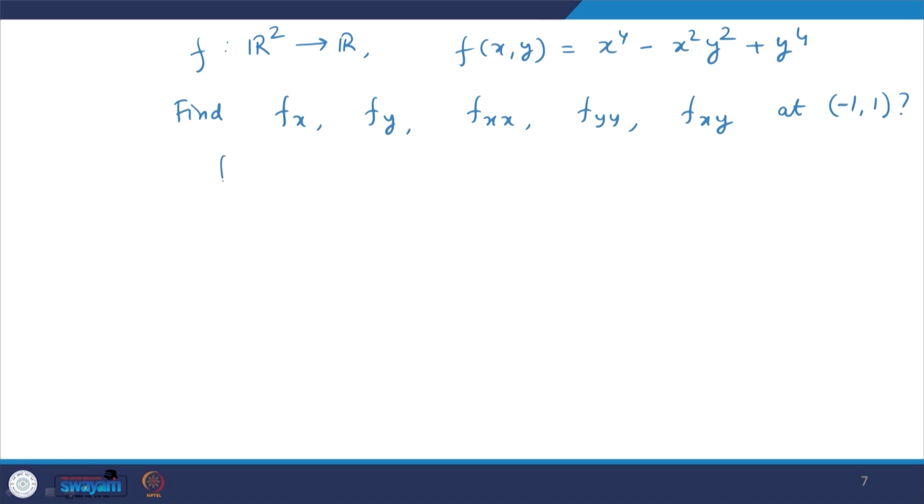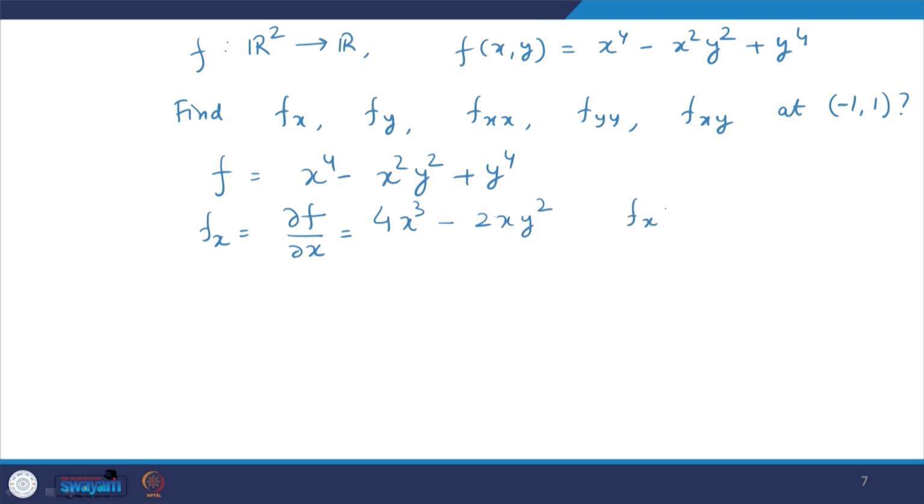So, let us discuss. f is x raised to power 4 minus x square y square plus y raised to power 4. So, what is f x? It is the first order partial derivative of f with respect to x. If you want to differentiate f partially with respect to x, that means we have to treat x as a variable and all other variables as constant. So, it is 4 x cube, and minus will come here because it is negative, so this is negative of 2 x y square. So, f x at minus 1 comma 1 will be, you substitute x as minus 1 and y as 1. So, this will be minus 4, and this will be plus 2. So, the value is minus 2.